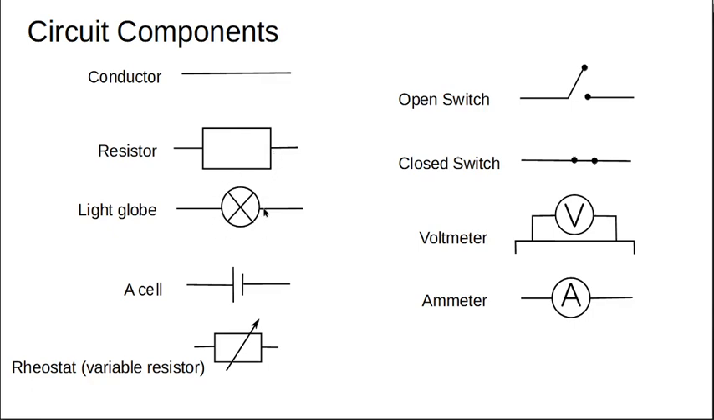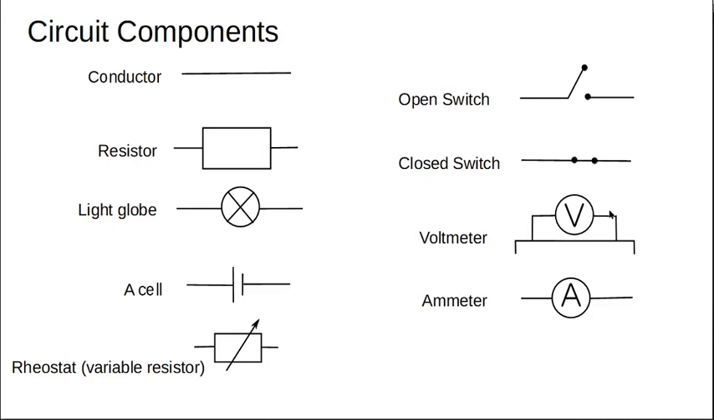Here's a light bulb, the circle with a cross, a cell, a long pole, and a short pole. The long pole is the positive pole, and this is the negative pole. This open switch we know, a closed switch. Here the two dots indicate that there's a switch in this conductor.